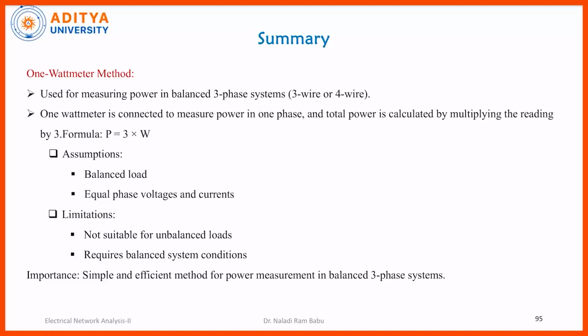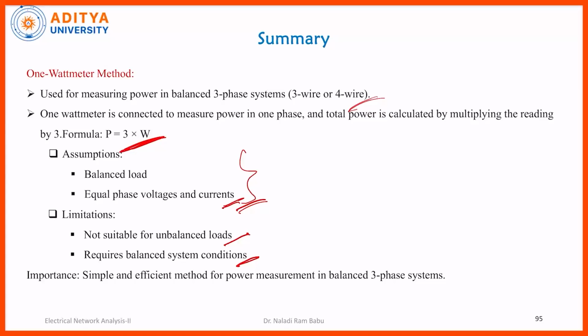Coming to the summary, this one wattmeter method can be used for 3-phase 3-wire systems or 3-phase 4-wire systems also. As we are measuring with one wattmeter, you can simply multiply the reading with 3. The main assumptions for this method are balanced load, and equal phase voltages and phase currents. The major drawbacks are that it is not suitable for unbalanced loads and it requires balanced conditions. The most important point is that it is a very simple and efficient method, but it shows a margin of error.